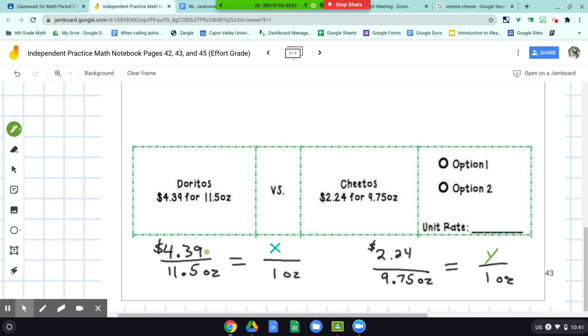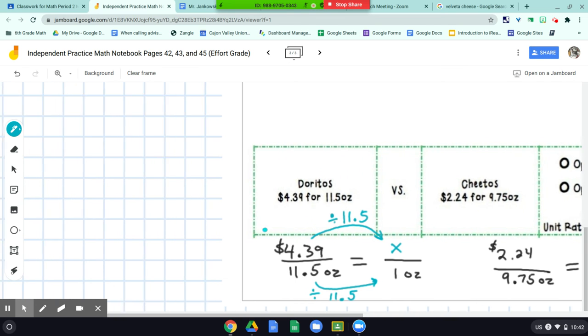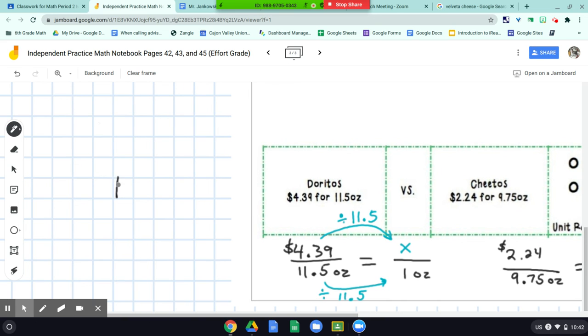So the first one here for Doritos, I can do this the same way we've been doing the others. I can turn this 11 and 5/10 into a 1 by dividing by 11 and 5/10. That will turn into 1. But whatever I do to the bottom, I have to do to the top. So I'm also going to be dividing 4 and 39 hundredths by 11 and 5/10. So I'm going to do this over here. And this time we're dividing with two decimals, aren't we? Two sets of decimals, a decimal in the divisor and a decimal in the dividend.